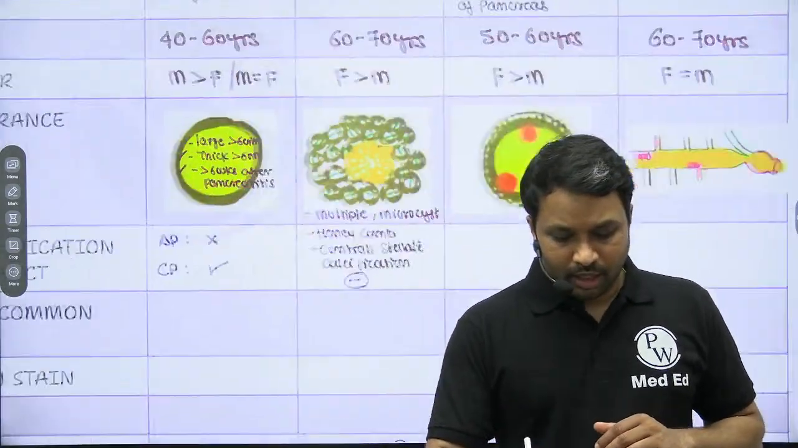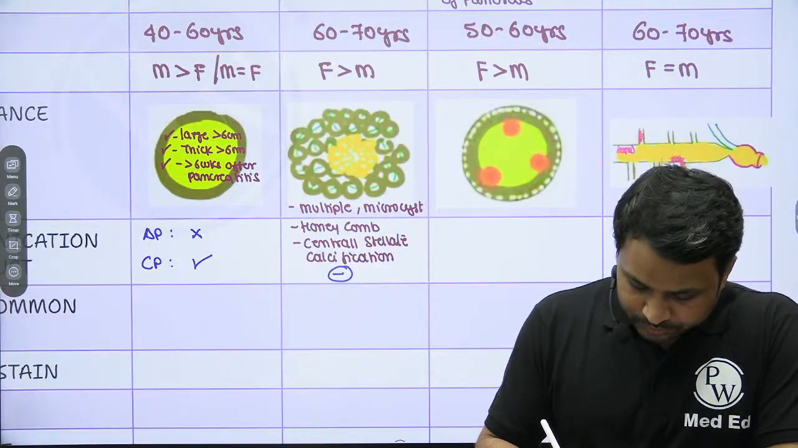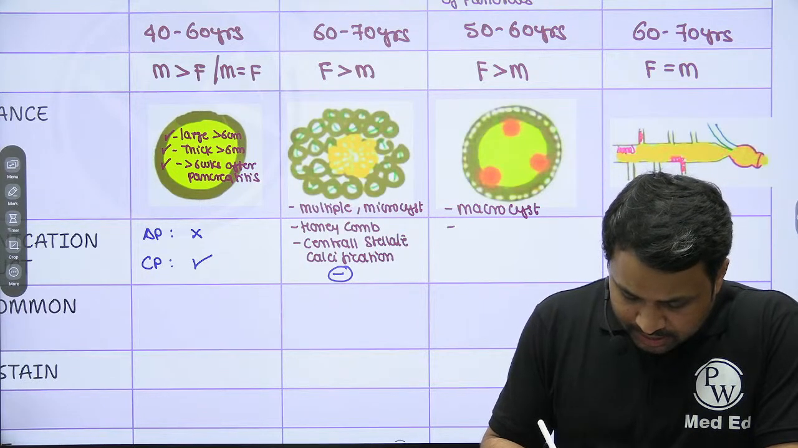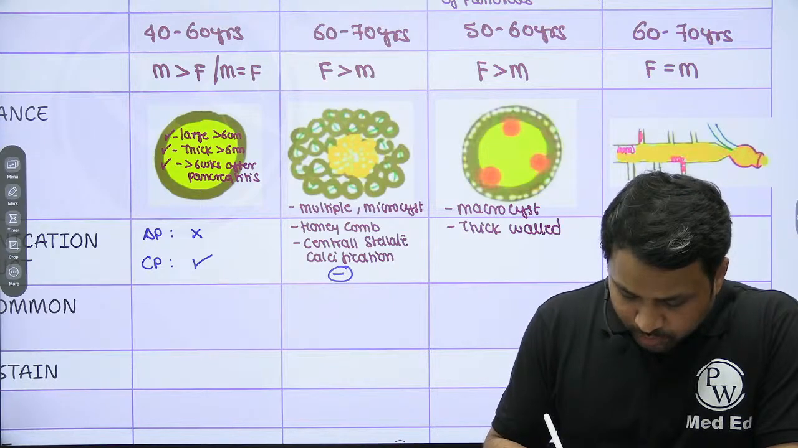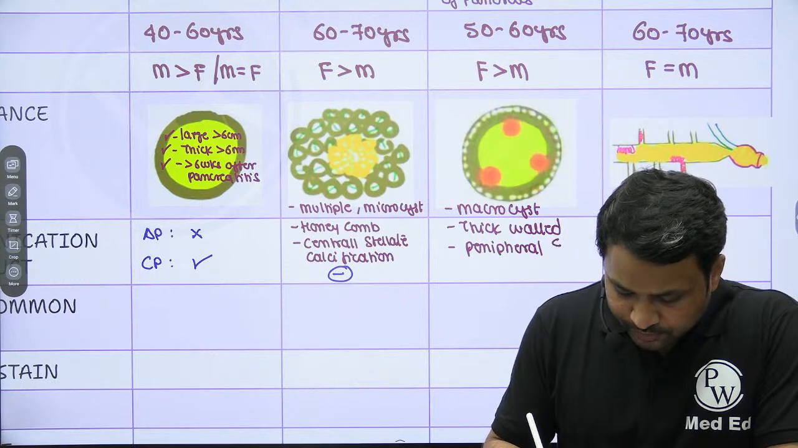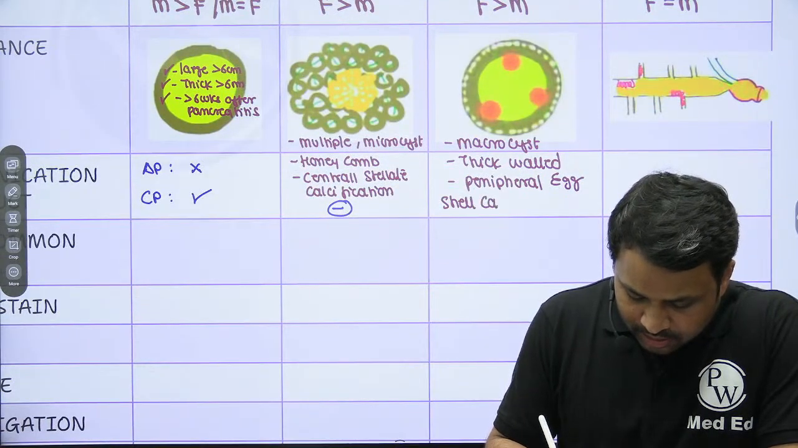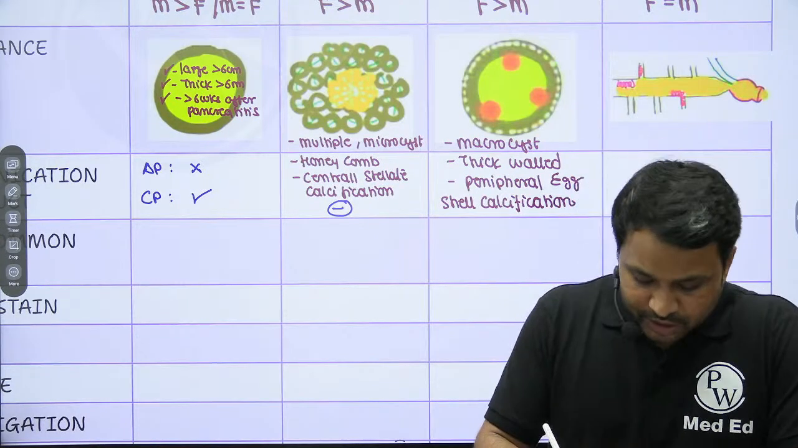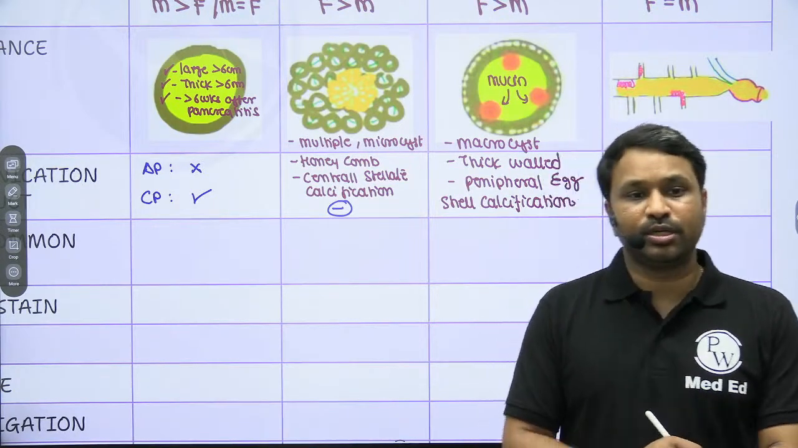Okay. Now, when it talks about the mucinous cyst adenoma, it is the macrocyst. This is large. It has thick walls. And more importantly, it has got a peripheral eggshell calcification, and inside this, they have mucin crystals. So these are your mucin crystals which are going to be present.